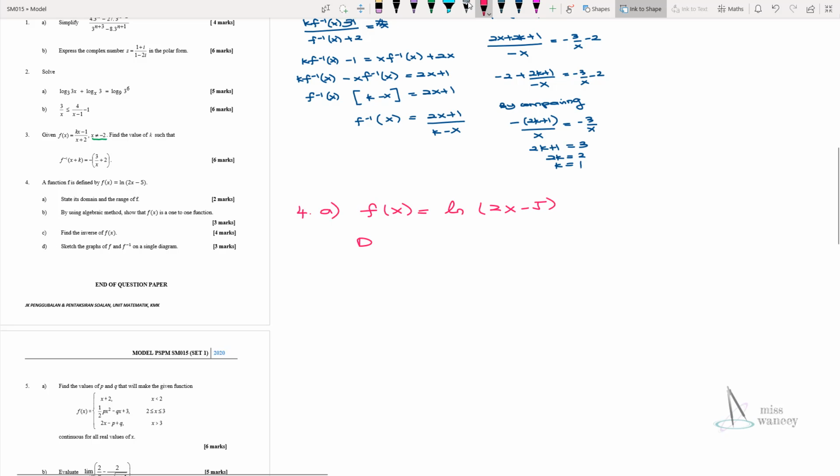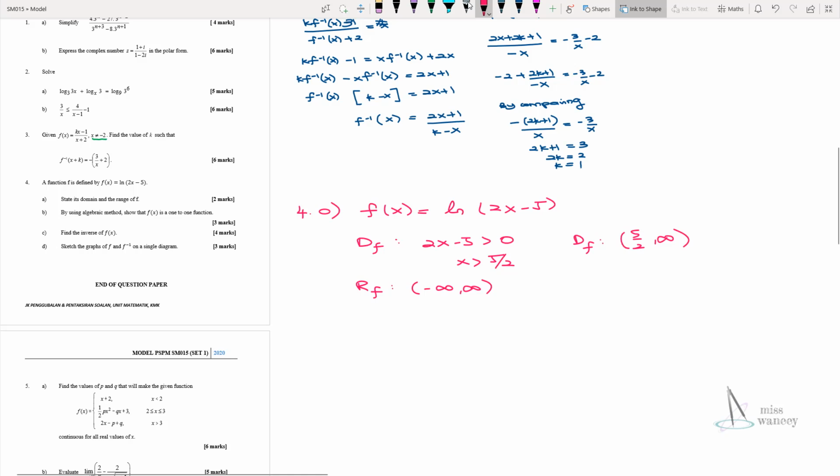So in order to know the domain, 2x minus 5 must be greater than 0. So x will be greater than 5 over 2. So my domain, you can write down x greater than 5 over 2, or you can write the domain as 5 over 2 up until infinity. Meanwhile, the range for the ln is always negative infinity to infinity. So that is for number 4a.